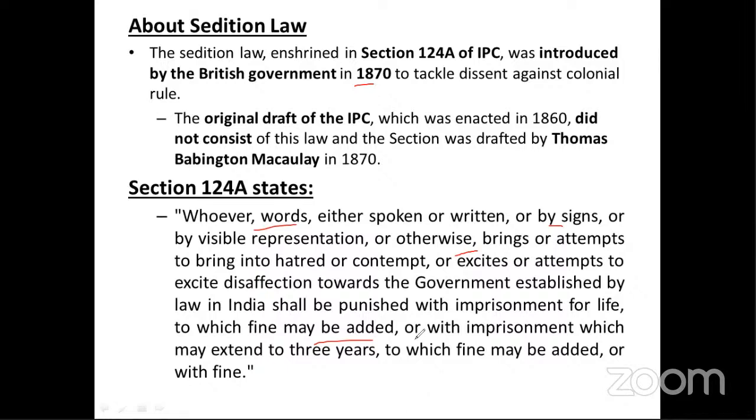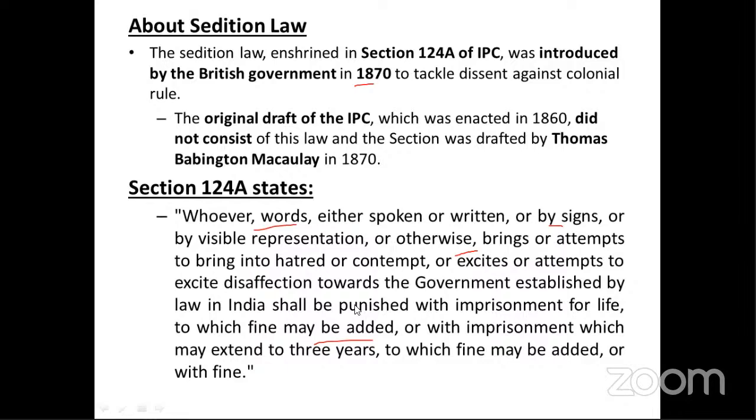And what type of punishment is given? Imprisonment for life, to which a fine may be added, that will be decided by the court. And if the spoken or written words do not cause so much disturbance, just a little bit of disturbance, it will be 3 years, or maybe a fine. So this is given under Section 124A of the Indian Penal Code. Now you have understood very well what exactly the sedition law is.